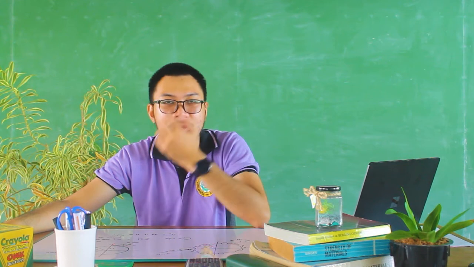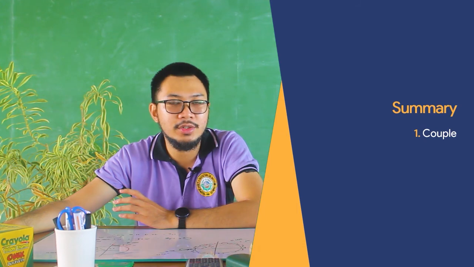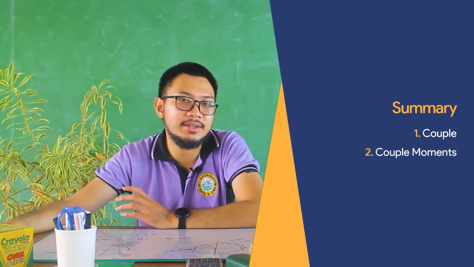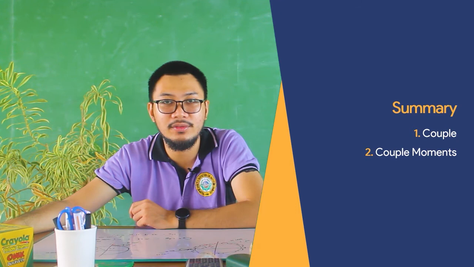So, as a summary of this lesson, we have learned about the moments of a couple. And you also learned what are couples. You also learned the couple moment. And you also learned how to solve for the couple moments of the couples and multiple couples. This one is easy, and I hope that you have understood the lesson clearly.